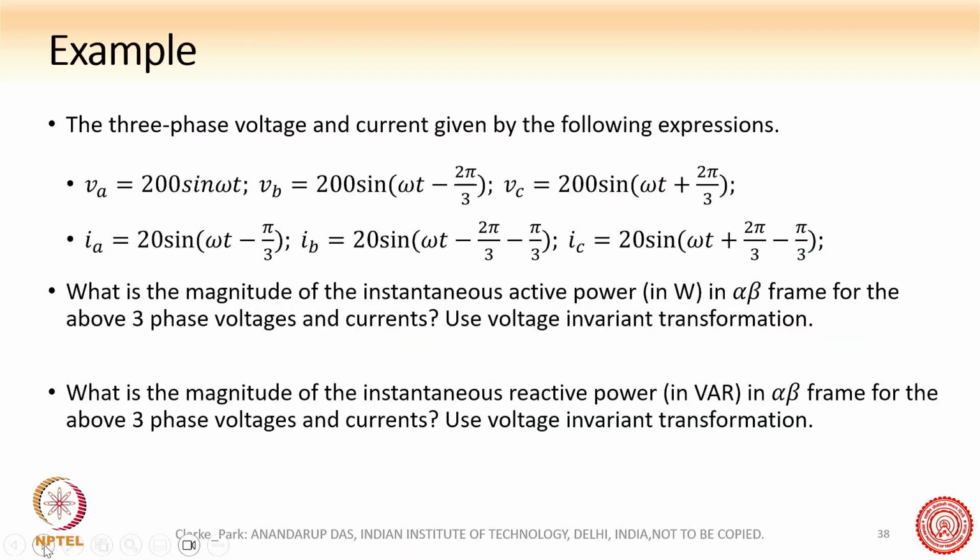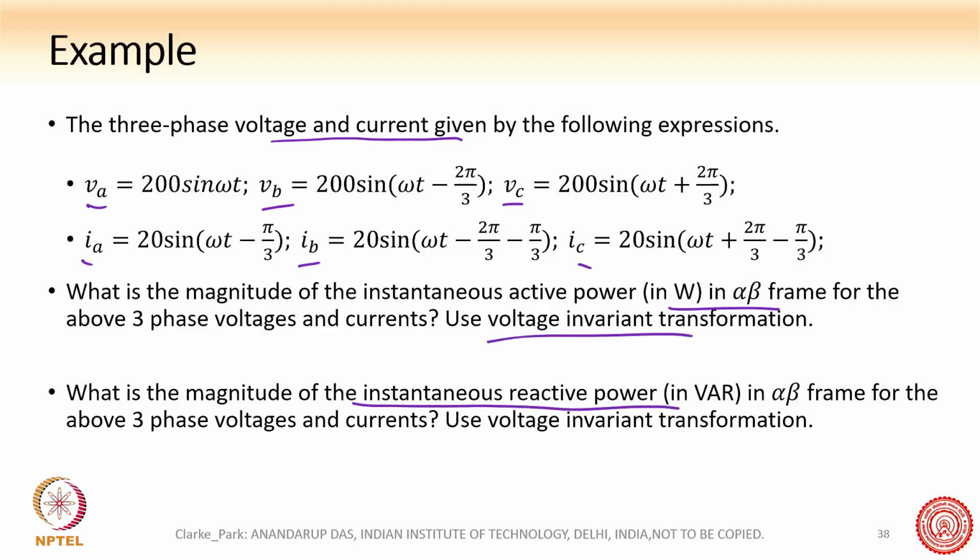And quickly we will take two examples which are very simple. Suppose three-phase voltage and current are given by these expressions VA, VB, VC, IA, IB, IC. What is the magnitude of the instantaneous active power in watt in the alpha beta, and what is the magnitude of instantaneous reactive power in var?